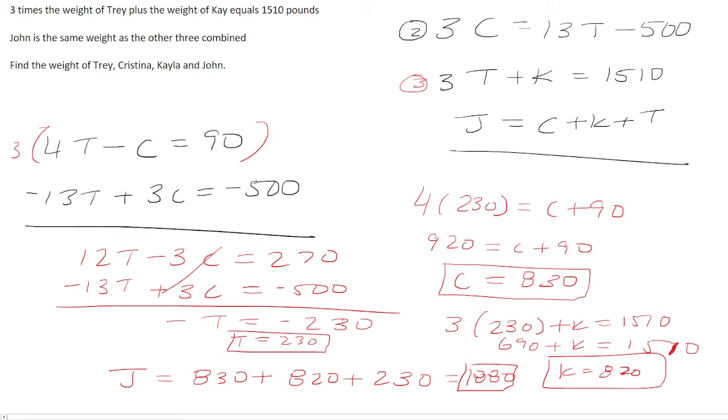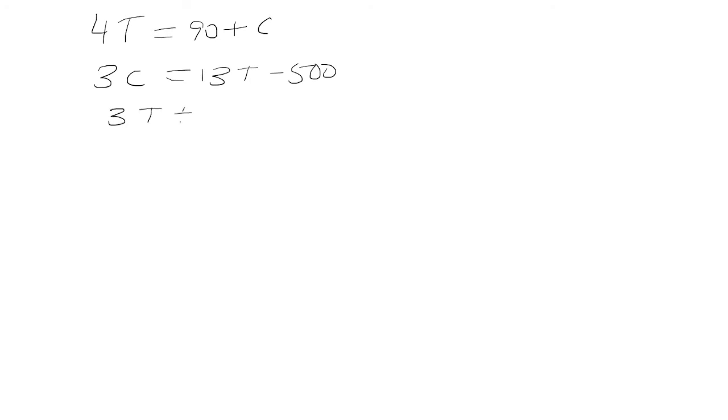Now, using the matrix, I'm going to rewrite the equations that we have, and then we're going to put it into matrix form. So first we had 4t equals 90 plus c, 3c equals 13t minus 500, 3t plus k is 1,510, and j equals t plus c plus k.